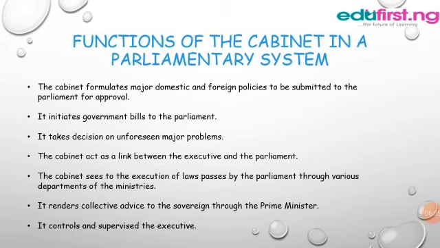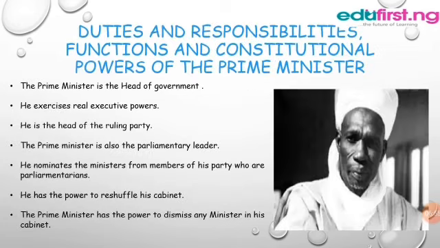The cabinet sees to the execution of laws passed by the parliament through various departments of the ministry. It renders collective advice to the sovereign through the minister. It controls and supervises the executive. Okay, so let's look at the duties and responsibilities, the functions and constitutional powers of the Prime Minister.